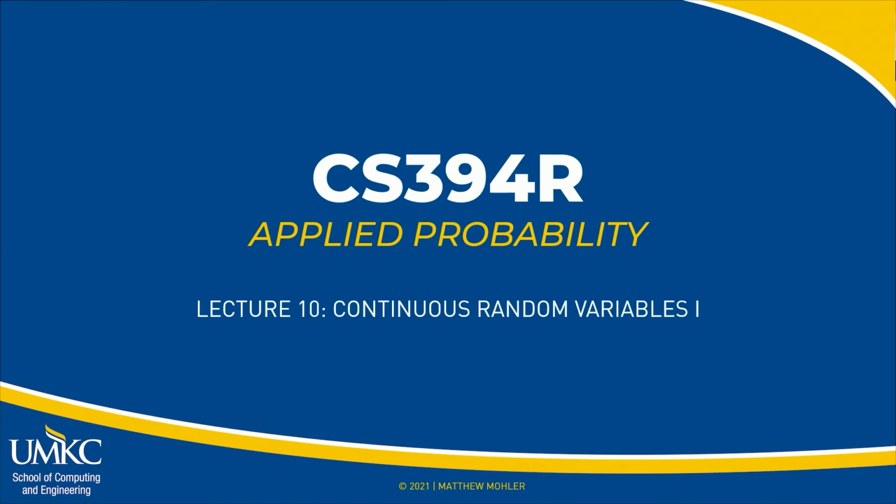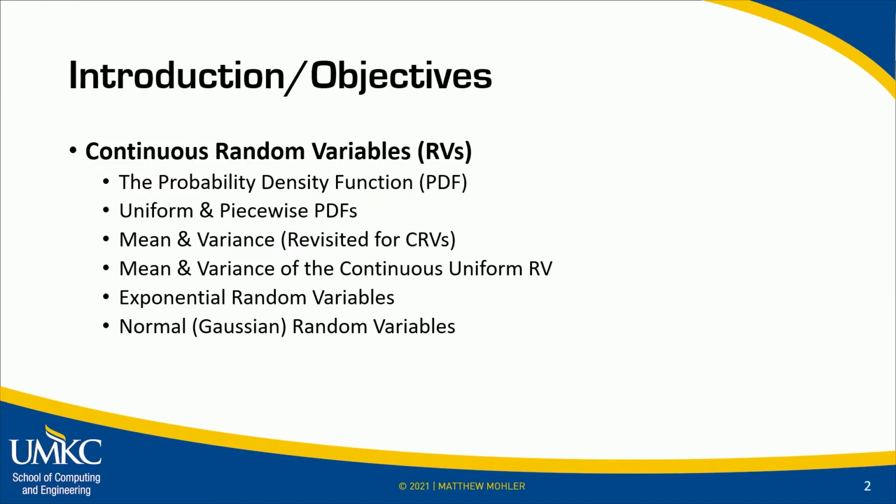So in this first lecture, we're going to first introduce the concept of the probability density function, or PDF. And this is basically the continuous analog or the continuous equivalent to the probability mass function, or PMF, that we've discussed over the last couple of weeks. Then we're going to look at some specific PDFs, so the uniform and then a piecewise PDF. We'll then look at the mean and variance of these PDFs, these probability density functions, but they're going to be applied to continuous random variables.